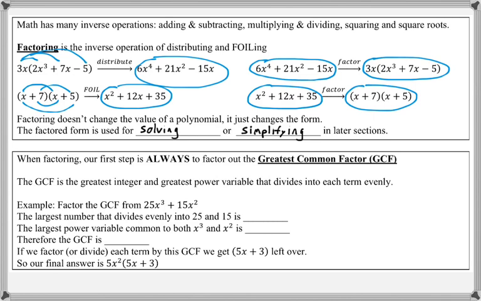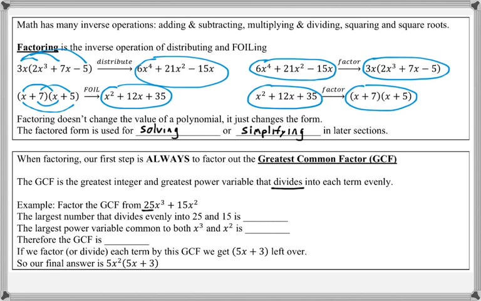Okay, so the first factoring rule is always to factor out the greatest common factor. So this is our rule number one. This is one of the most important ones. The greatest common factor is the greatest integer and the greatest power variable that divides into each term evenly. So factoring is actually very much like division. They're very closely related. An example would be to factor the greatest common factor from 25x cubed plus 15x squared.